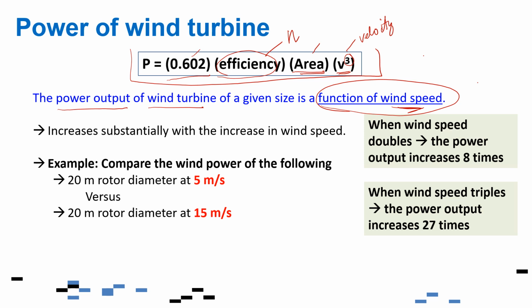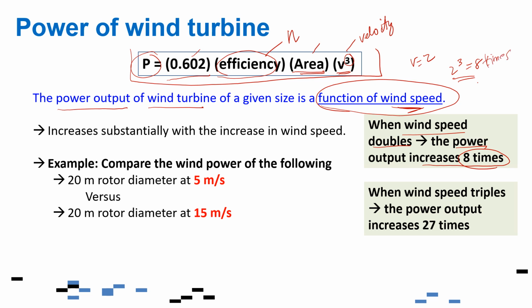If we try to double the V, let's say the V becomes 2, so what happens? 2 cubed is equal to 8, right? It means that when we double the wind speed, the power output increases by 8 times. You can see from here, it will increase 8 times.